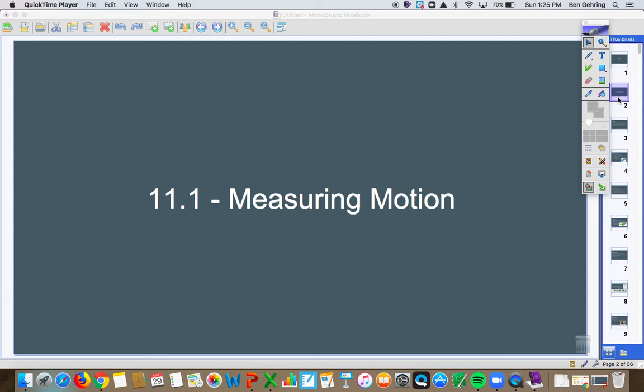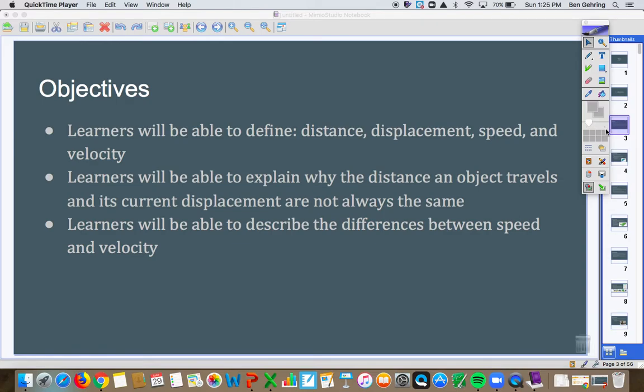And we are going to talk about a couple different things today. So to start with, learners will be able to identify or define distance, displacement, speed, and velocity, and know the differences between those words. Learners will also be able to explain why the distance an object travels and its current displacement are not always the same. And last but not least, they will be able to describe differences between speed and velocity.